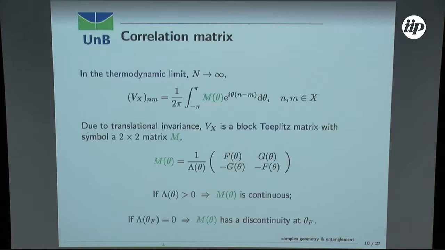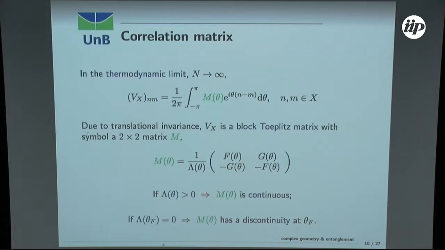Now, this m of theta, which is the Fourier transform of my correlation function, can be cast in this form. And it is a very special kind of matrix, which is a Toeplitz matrix. And moreover, it's a block Toeplitz matrix. I will show what I mean by that. It depends on this f of theta and g of theta, and these guys depend on my couplings, AL and BL. So it is here.